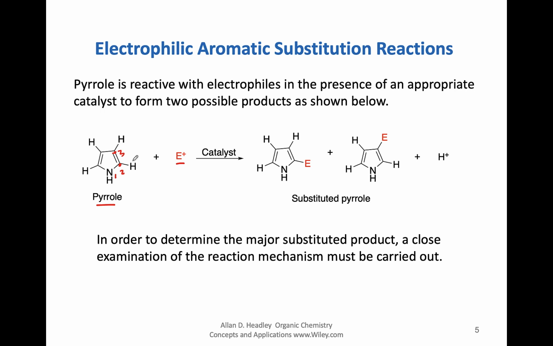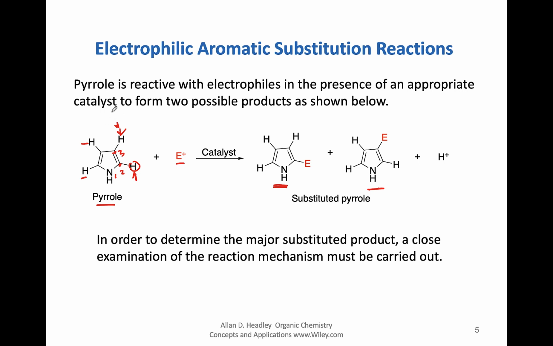So the electrophile can substitute here or here. So 2 possible products. Of course, if it went on this side, it's the same as here, and this would be the same as here. So there are really 2 possible products.